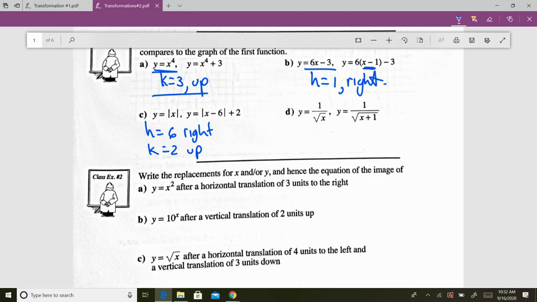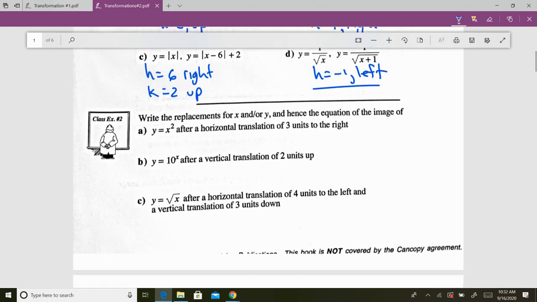And last one, D, 1 over root x. We changed it to 1 over root x plus 1. H or k? H, because it's inside the radical sign. If it was a k value, it would be out here like that. Plus 1 out here. Okay? So h value, positive or negative 1? Negative 1, so we went left.